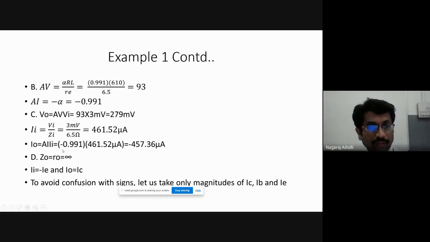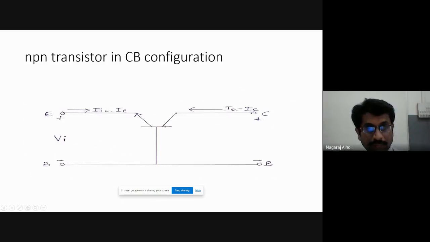Therefore, for the NPN transistor, what transistor is being given here? NPN transistor. II is equal to minus IE, right? Base current and collector current are positive. Only the emitter current is minus, right? But when finding out the base current and the collector current, we are neglecting the signs here, because they lead to certain confusion. Ultimately, the answer remains the same, right?